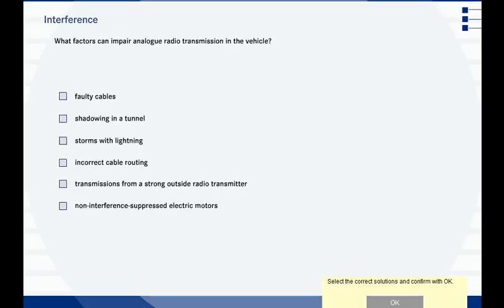What factors can impair analog radio transmission inside a vehicle? Please select the correct solutions and confirm with OK.